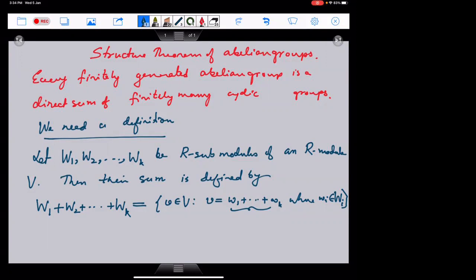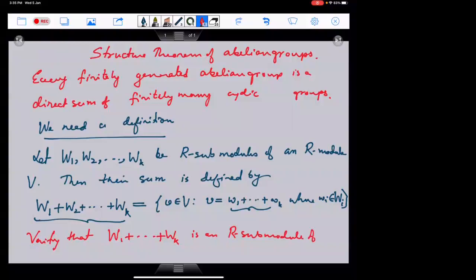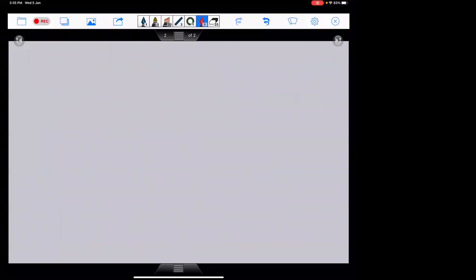Which normally we call the sum of subspaces. For groups, we have talked about something similar, and then we talked about direct sum or external direct sum. But this is happening inside a group, namely inside V. In a vector space, we define the sum of subspaces. Analogously, we are defining inside a module the sum of submodules. It is not difficult to show that this is a subspace of V. Verify that W1 plus W2 plus ... plus Wk is an R submodule of V.